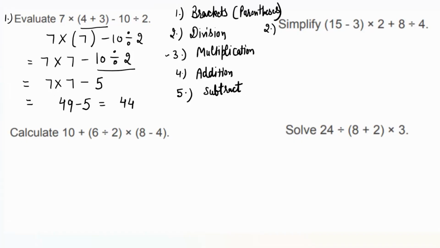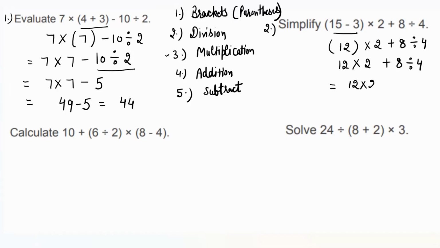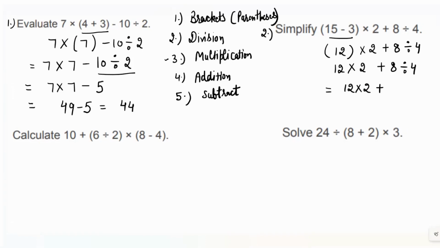Similarly, for question number 2, we have to see, do we have brackets? So yes, we have brackets. We'll write down here 15 minus 3 is equal to 12 into 2 plus 8 divided by 4. Now we'll open the brackets. 12 times 2 plus 8 divided by 4. Now we have division, we have multiplication. So we have to first solve the division, because in the order of operation, division comes first, then multiplication. So we'll do here 12 times 2 plus 8 divided by 4 is 2.